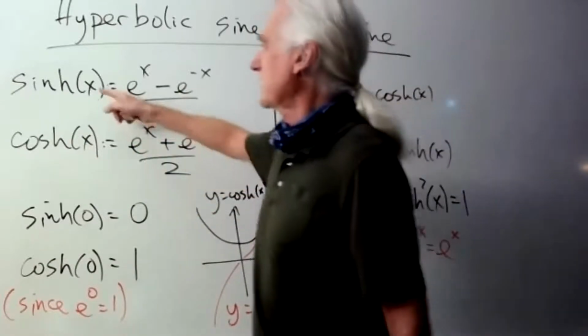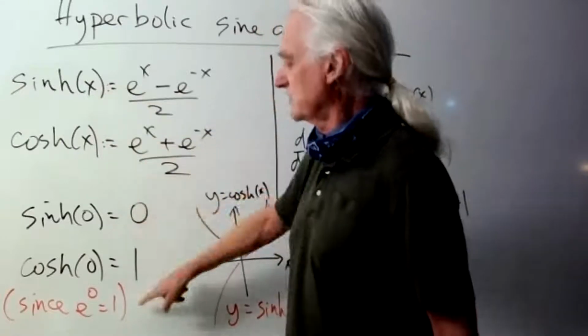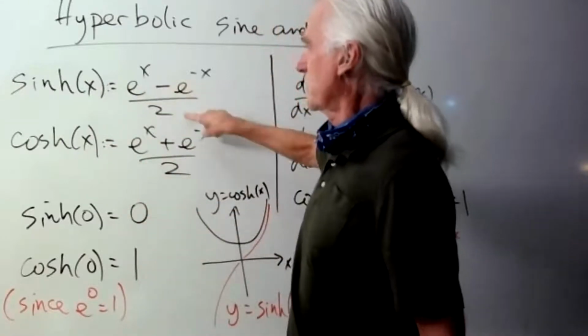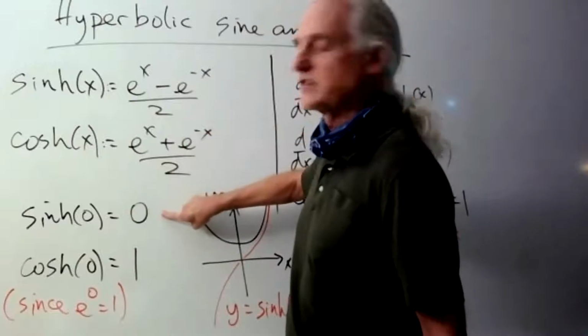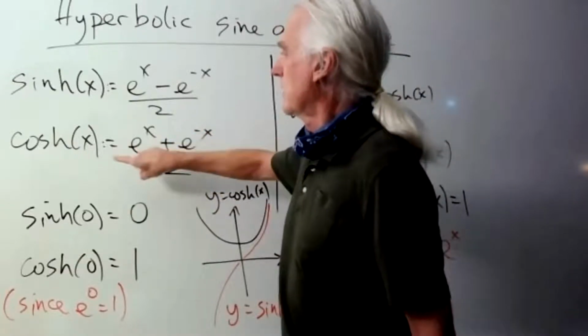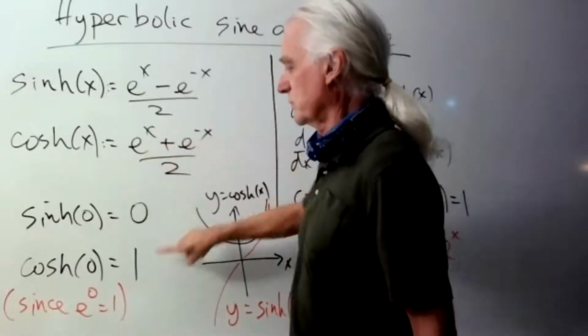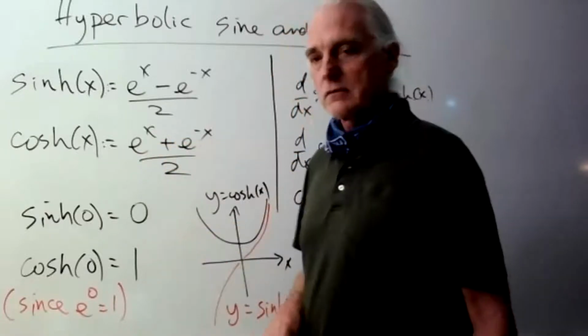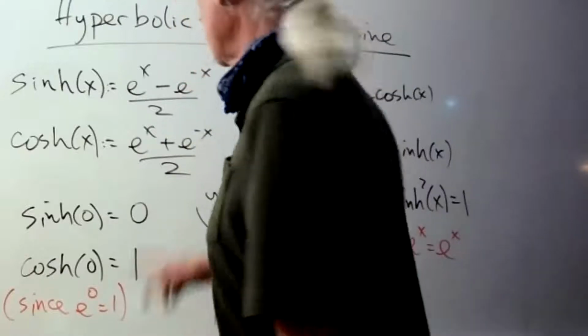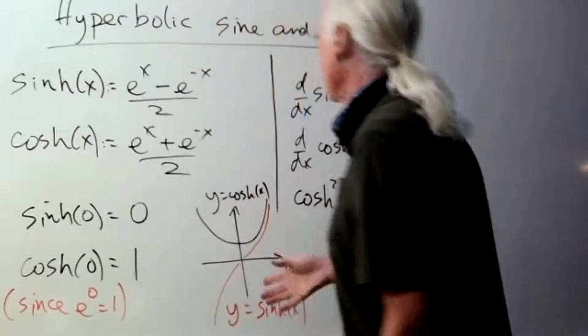And if I plug in x equals 0 for that, since e to the 0 is 1, I get 1 minus 1 over 2, or 0. Sinh of 0 is 0. And for cosh of 0, I get 1 plus 1 over 2, I get 1. Okay, so a lot like sine and cosine, right?